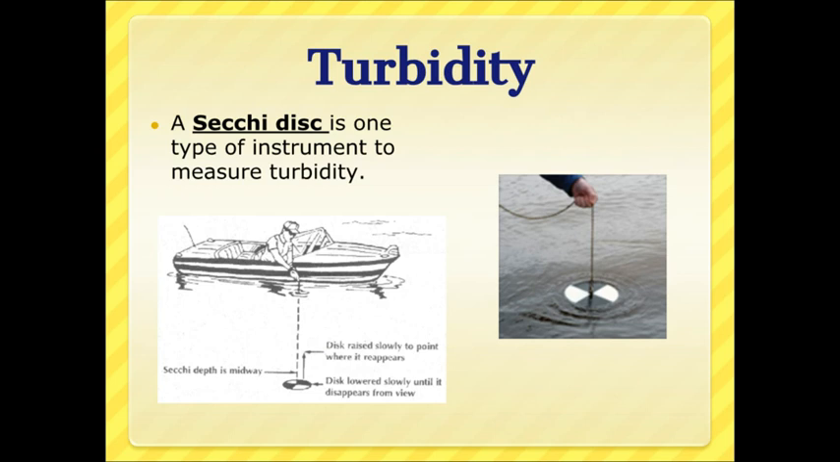Turbidity is very easy to measure, and it's measured with an object called a Secchi disc. It's an instrument that is about the size of a frisbee, has a black and white design on it, and you just basically take it and lower it in the water until you can no longer see the disc. Raise it slowly until it appears, and then you can use some numbers on the rope to calibrate it.